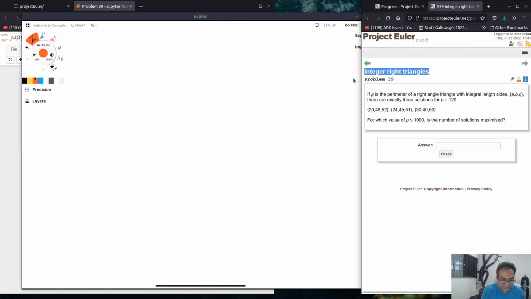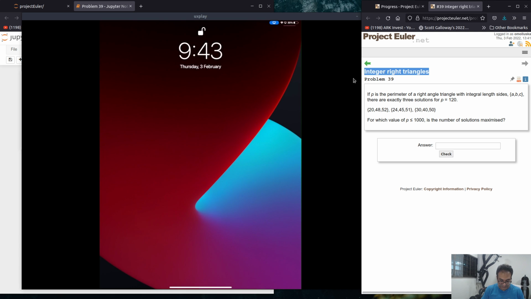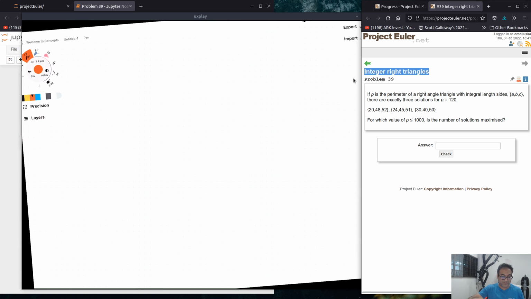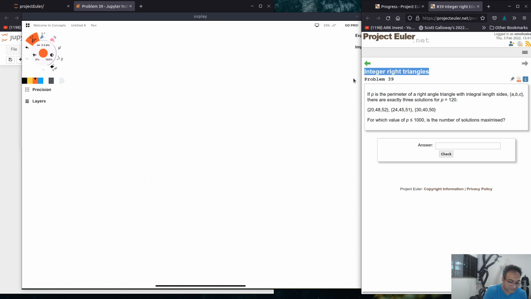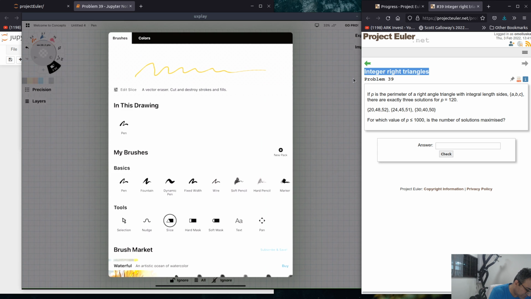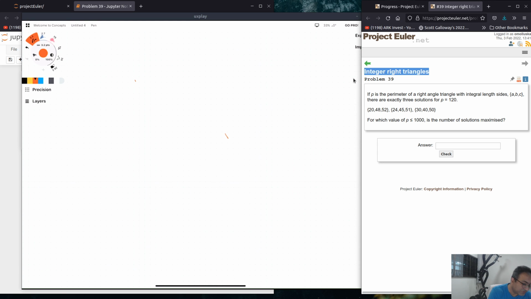Okay, so let's do this. P is the perimeter of, what the hell is happening? Okay, so you have a right angle triangle that looks like that, and you have sides a, b, and c, and the perimeter P equals a plus b plus c. And for the right angle triangle, we know a square plus b square equals c square. So that's something that we already know.